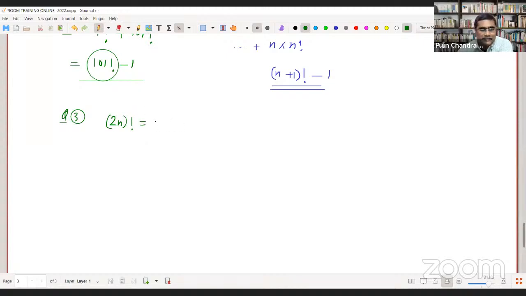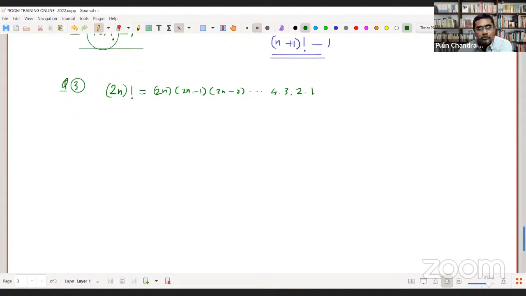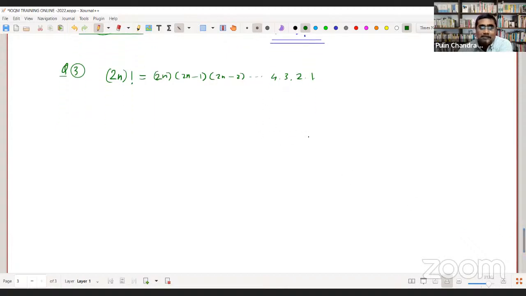Okay, 2n factorial. If I expand this, I'll get 2n, 2n - 1, 2n - 2, and so on, going down to 4, 3, 2, 1. Everyone of us now knows that factorial n means the multiplication of all the natural numbers starting from 1 up to n. Since I counted natural numbers continuously, there will be two types of natural numbers, either even or odd, only two types. So now what I have to do is separate even and odd from here.